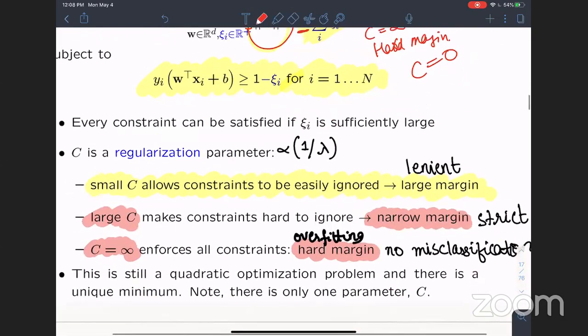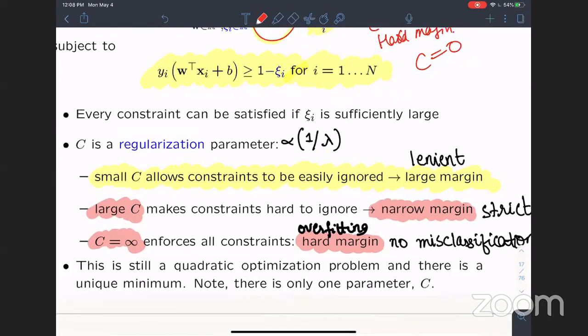So if C is too small, that means your regularization term has a higher weight in this objective function. That means you are regularizing it well. Regularizing it means you are taking lenient or large margins. But if you take a large C, that means you are starting to get strict on all these things. So you would want to restrict and be strict and make sure that nobody's crisscrossing your LOC.